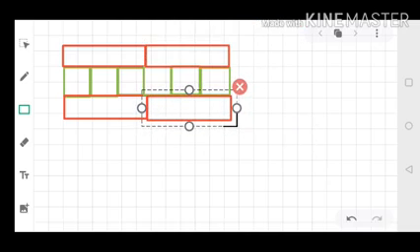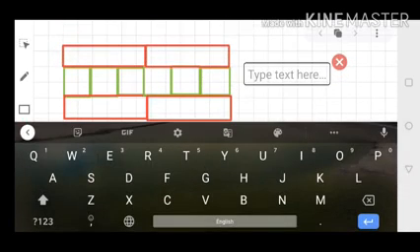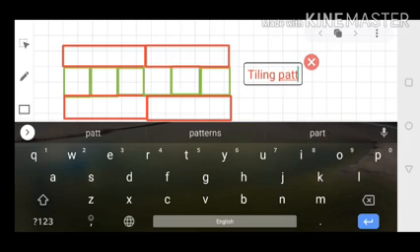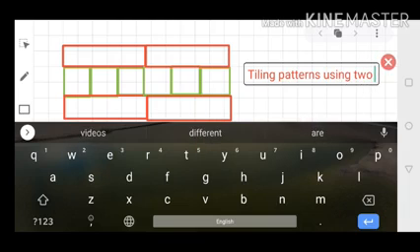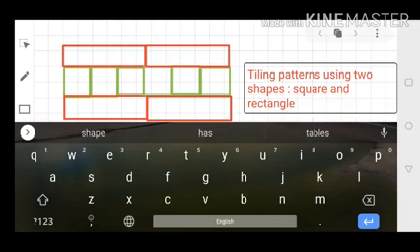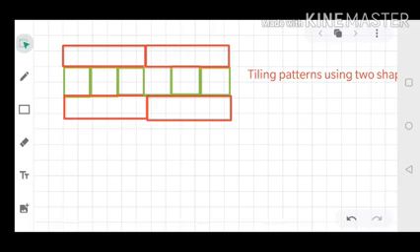Yes, what are the two different shapes here? Here we have used a square. So what are two shapes here? We have used tiling pattern using two shapes. Which are the shapes here, students? Yes, what are shapes here? Square and rectangle. So like that we can make tiling pattern using square and a rectangle.